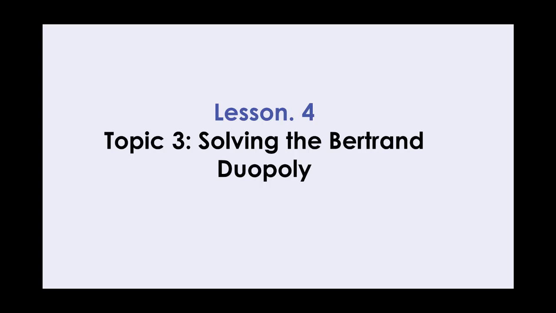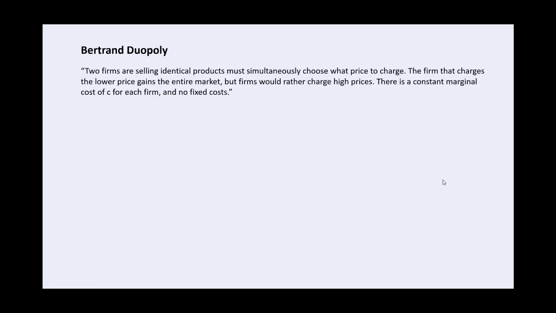So now let's look at the Bertrand duopoly. Bertrand duopoly is similar to the Cournot. You can think of Bertrand as individual firms setting the price given the other's price, as opposed to setting the quantity. So similarly, we have two firms that are selling identical products, and they must simultaneously choose what price to charge. The firm that charges the lower price gains the entire market, but firms would rather charge higher prices.